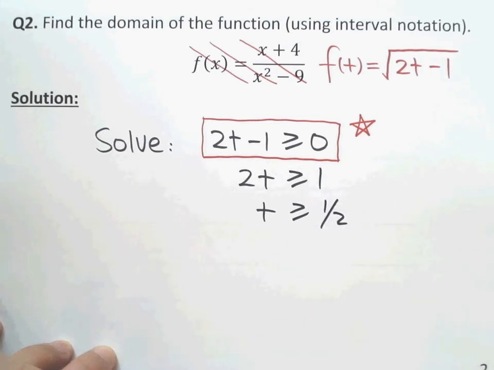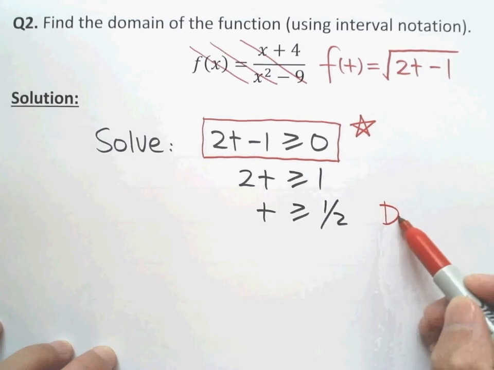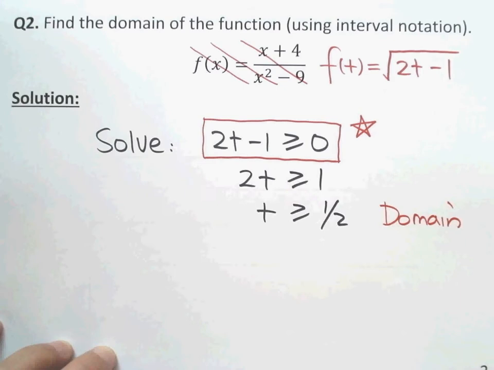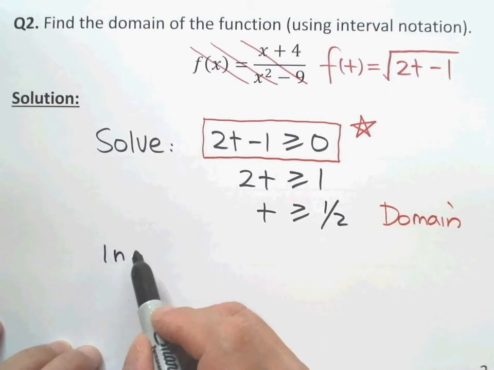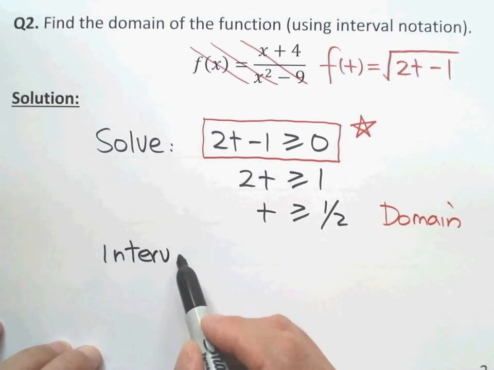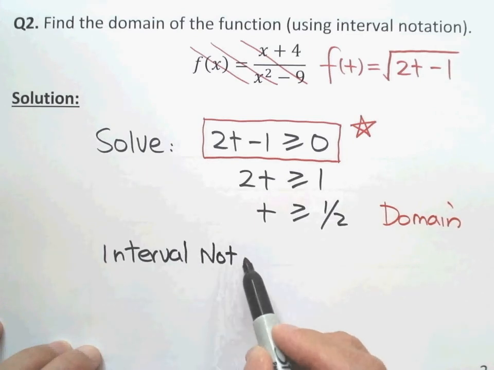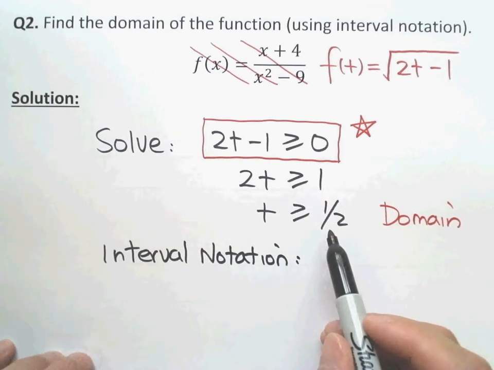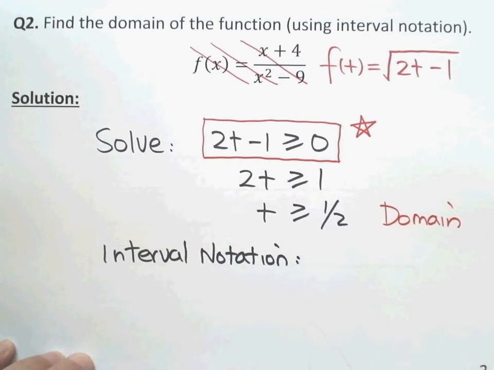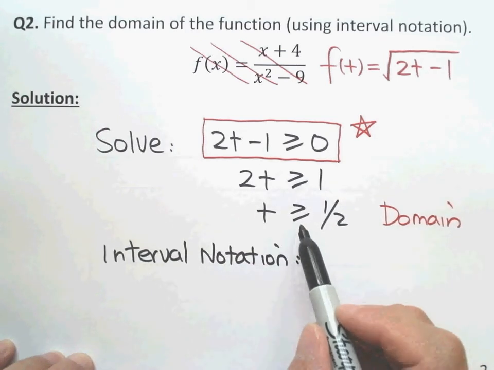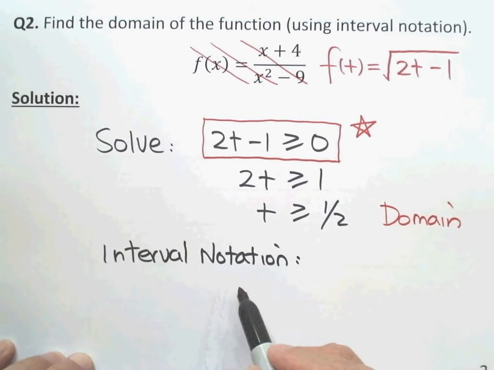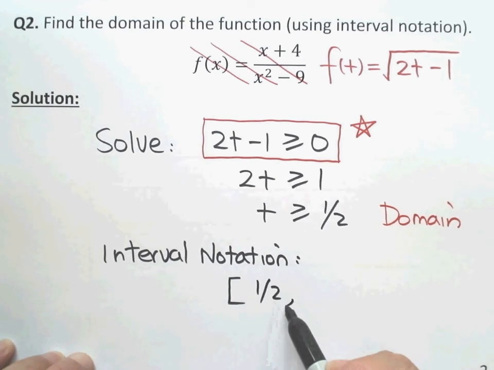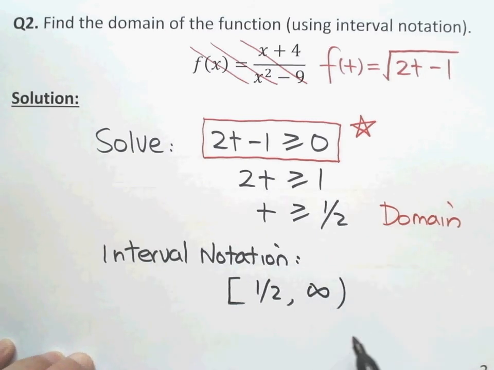This is already the domain. But of course, we need to look at the interval. So what is the interval notation? The interval notation of the domain is this. This time we only go from 1/2 up to infinity, because it says greater than or equal to. Remember this: now we have to use the bracket. That is 1/2 to positive infinity.